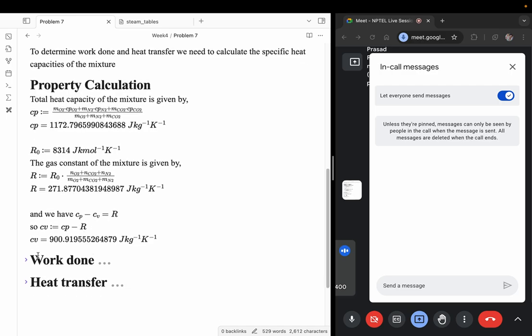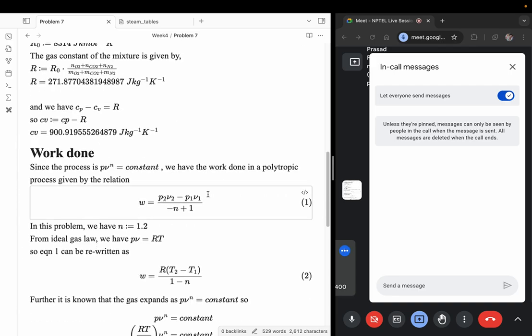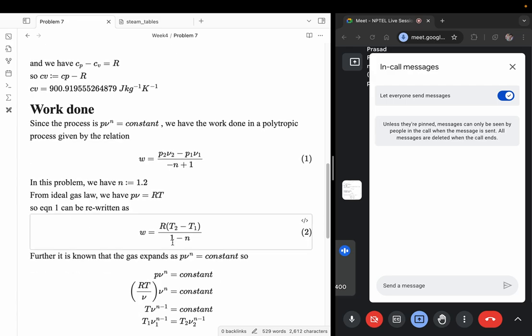So now I need to determine the work done. Work done for a polytropic process we already know is (P2V2 minus P1V1) by (1 minus n). In this particular case n is 1.2 and it follows the ideal gas law, so PV equals RT. So basically this V is specific volume. So the mass is already taken into account and R is for that particular mixture that we are considering, so it will be in joule per kg Kelvin. If I substitute those values, it will be R times (T2 minus T1) by (1 minus n).